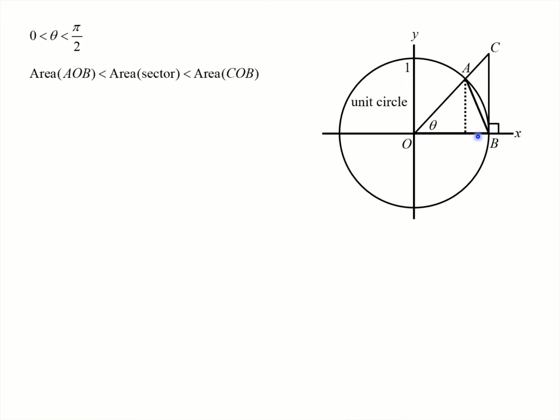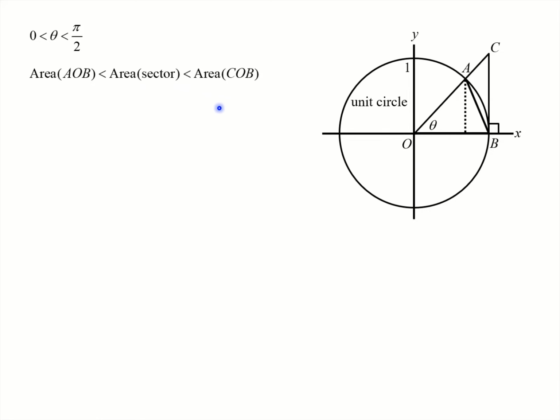And then we say that the area of AOB is less than the area of the sector. The sector actually includes this little slice right here that I have the blue dot on. So that's why we have the area of the sector is greater than the area of AOB. And then what's greater than that is the area of the right triangle COB, which sometimes I'll call just COB. Okay, so that's what we have here. We have this set of inequalities.